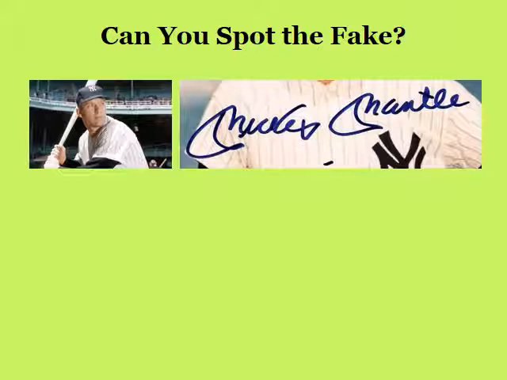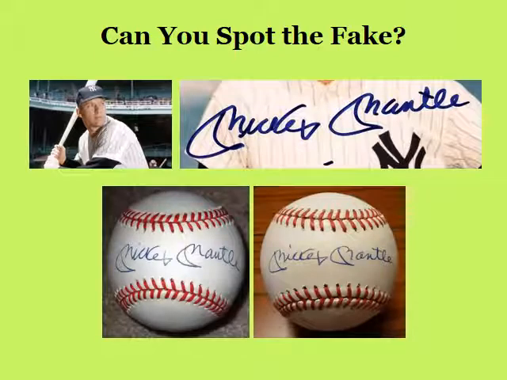And the first thing he does with everybody who visits his office for the first time is he takes them over to this shelf and he shows them two baseballs, both of which are signed by Mickey Mantle. And he says, one of these is fake. Which one do you think is the fake one?